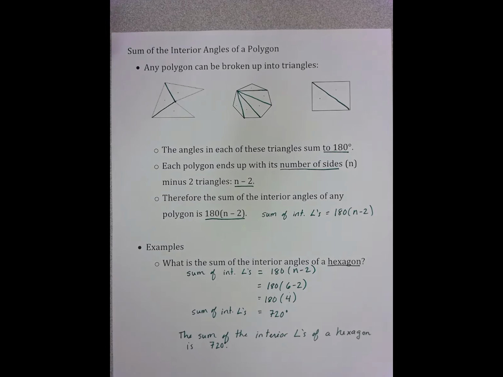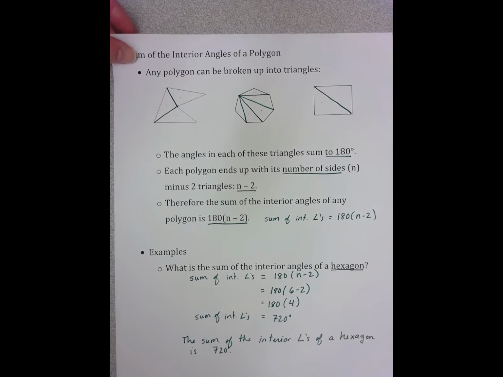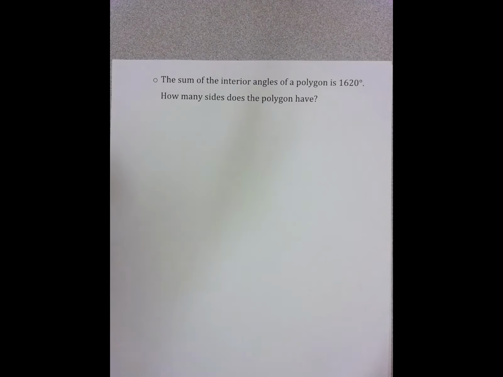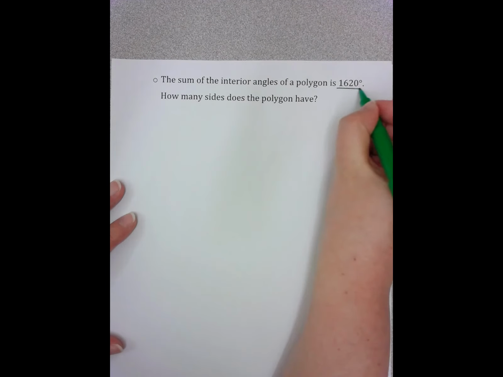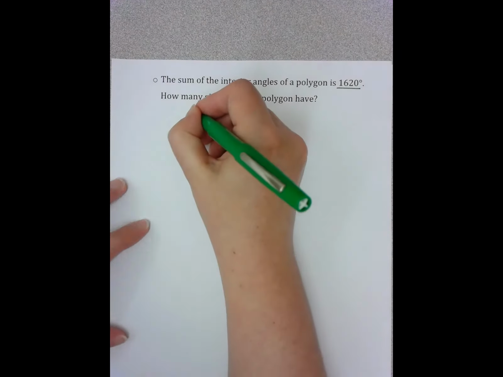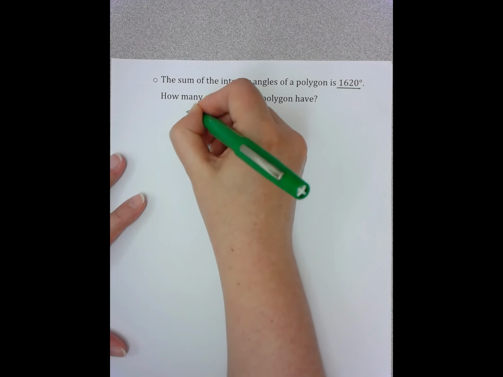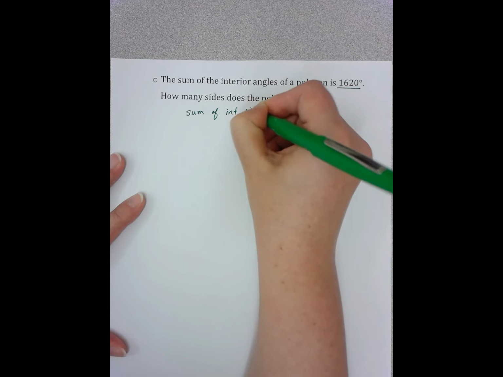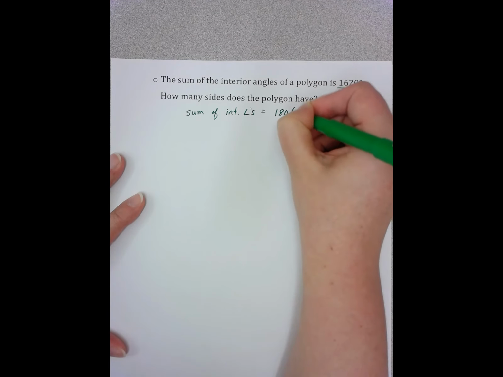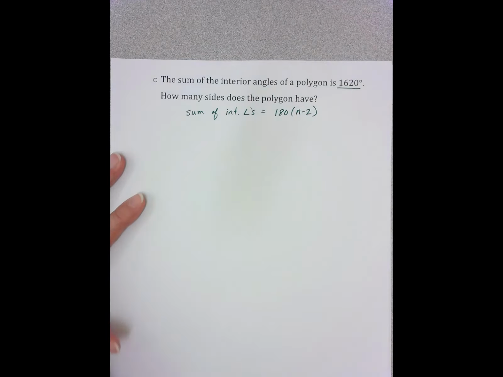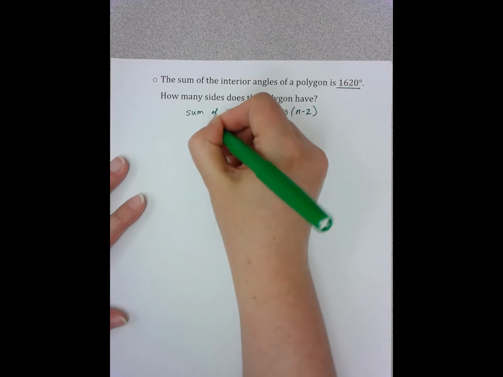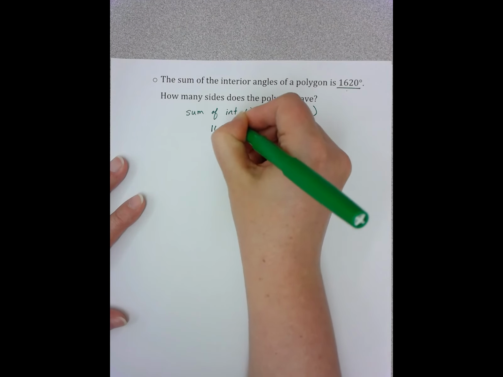In our second example, we're going to go the other way. In the second example, we're not given the number of sides in our polygon. Instead, we're given the sum of the interior angles. So again, I'm going to start with my formula. Sum of interior angles equals 180 times n minus 2. And then I'm going to fill in what I know. In this case, what I know is that the sum of the interior angles is 1,620 degrees.